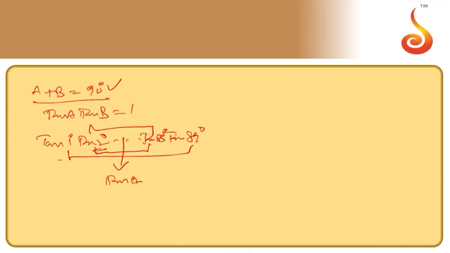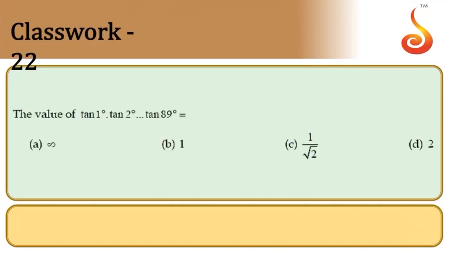And exactly the middle one, tan 45 degrees, is 1, and previously tan 44 degrees and tan 46 degrees, even this sum is also 90 degrees, so it's 1. So the product of all these values happens to be equal to 1. So the answer is 1 here.